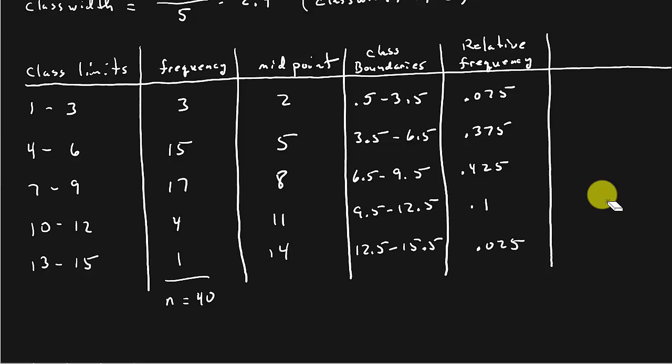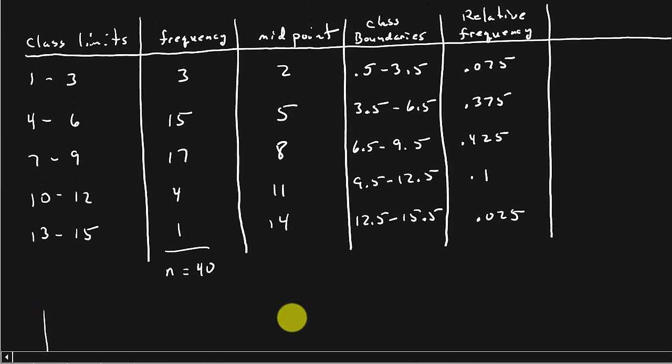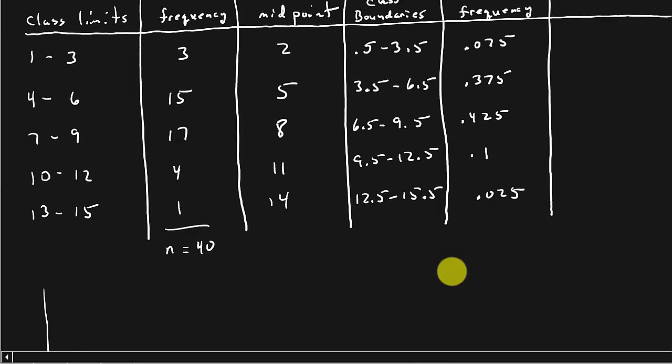All right, now they want us to draw a histogram. So let's do that. Let's draw our histogram here. All right, so we're going to go here at 0.5. And then we've got, now I'm going to explain all this in a minute. 3.5, 6.5, 9.5, 12.5, and 15.5. All right. So to draw the histogram, here's where the class boundaries come in.